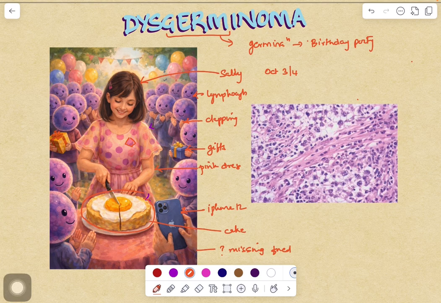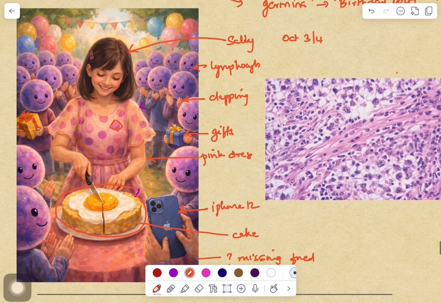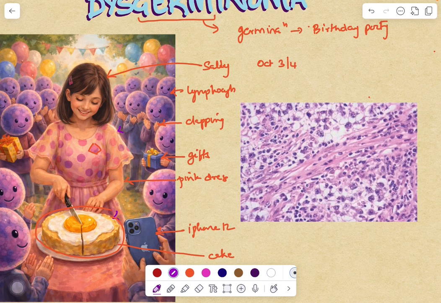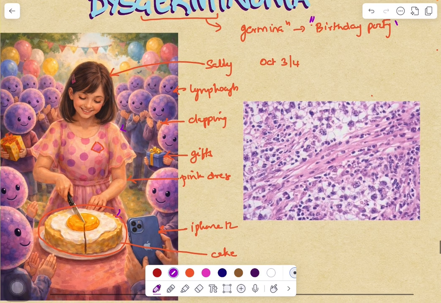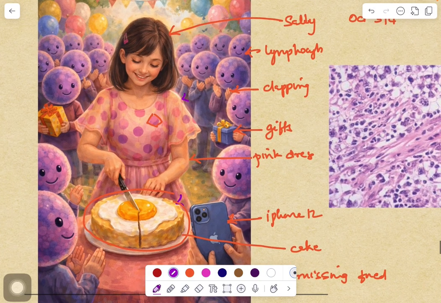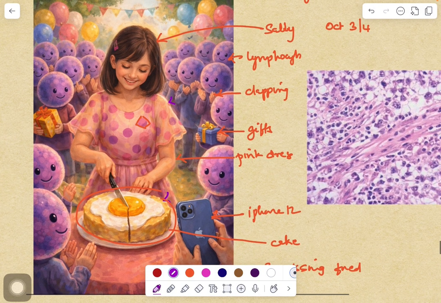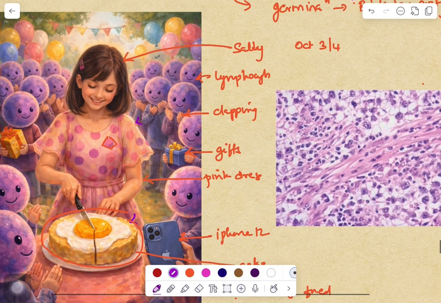This is just a normal birthday party like any other birthday party, but every point is going to help us remember something really important for our exams. So let's begin. From the word dysgerminoma, we have to remember a birthday party. And this is the image. Lock this image in your memory. This is the image that will help you remember everything ahead.